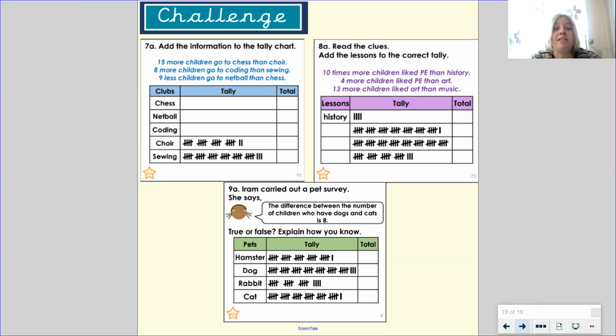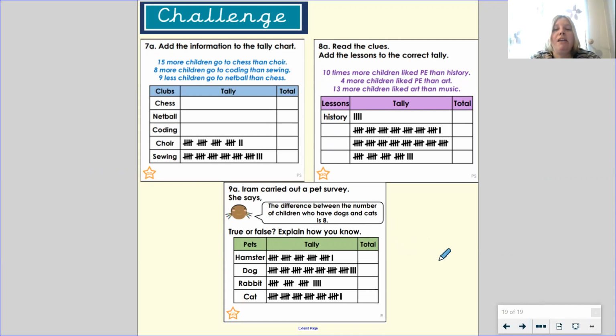Our first question says, add the information to the tally chart. So you need to read the information and add it to the tally chart. Our next question said, read the clues. Add the lessons to the correct tally. So you need to be detectives and find out which lesson you could write in this box.